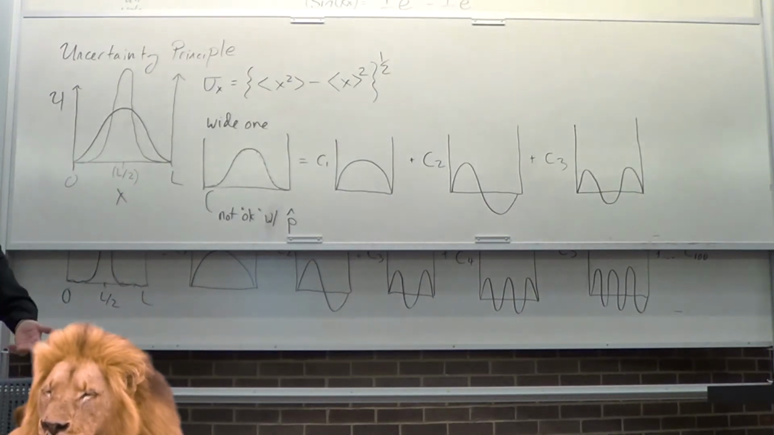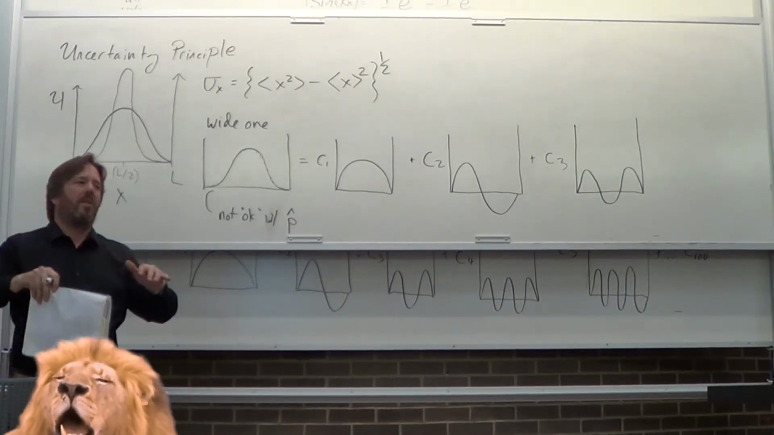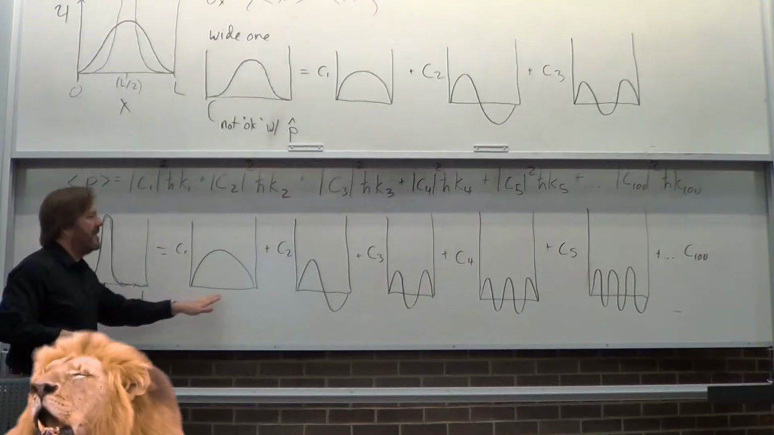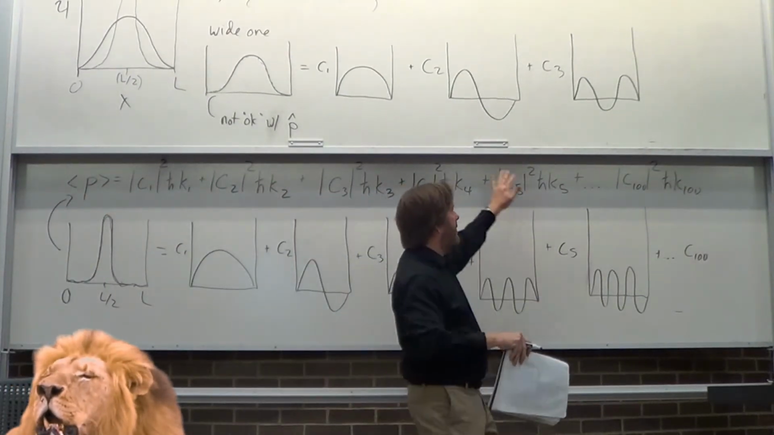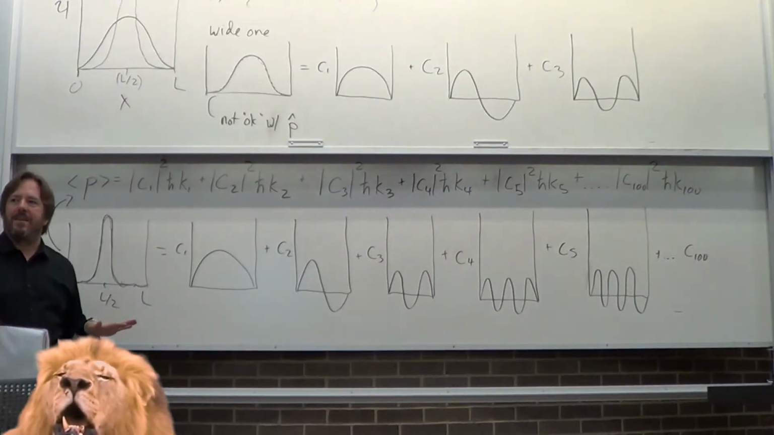That's the uncertainty principle. You can't know where something is and how fast it's going, and they're inversely related. The more certain you are in position, the less certain you are in momentum, and vice versa. And this is kind of a graphical proof of that.